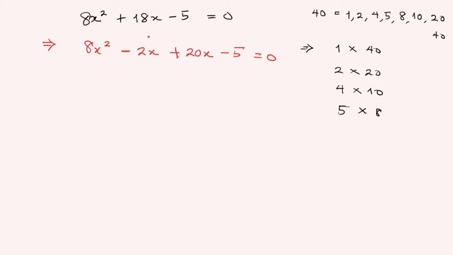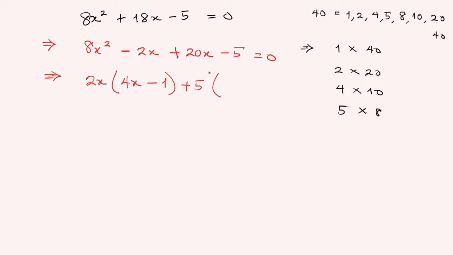So we're not changing the essence of this equation. So if we continue with that, 2x is common to these two terms. So we have 2x right here. And 8x squared divided by 2x is equal to 4x. And minus 2x divided by 2x is equal to minus 1. And in this case, we have 5 to be a common term.